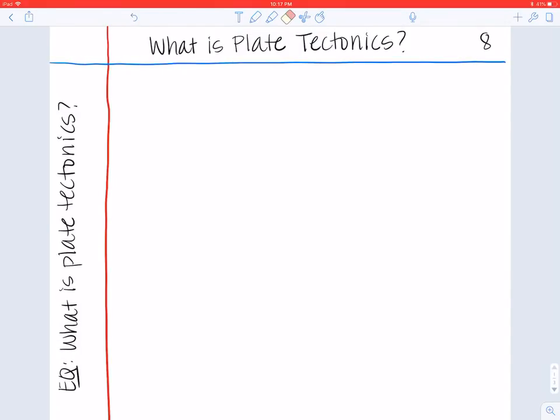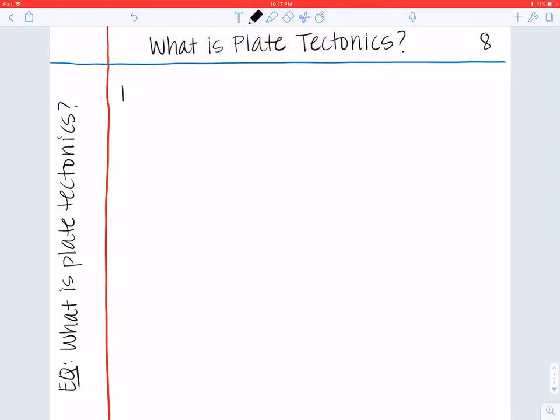So we've looked at continental drift and how Alfred Wegener came up with this theory that the continents have drifted to their current locations. They were all one giant continent called Pangaea, and they've since drifted to their current location. And a lot of you guys were asking, well, how is it that they have moved? Well, the theory of plate tectonics answers that question.